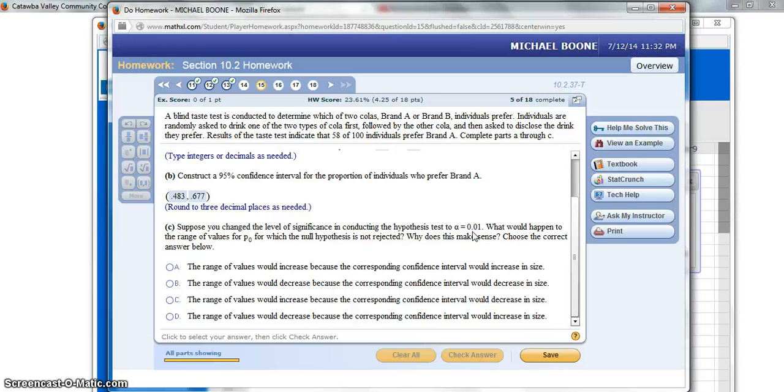But as you lower your confidence, your range is going to be smaller. So I would say maybe between 100 pounds and 300 pounds, I would be 95% confident that most college students are going to weigh in between 100 pounds and 300 pounds. That just gives me more opportunity for error. So the range of values would increase because the corresponding confidence interval would increase in size. So I think that looks correct.